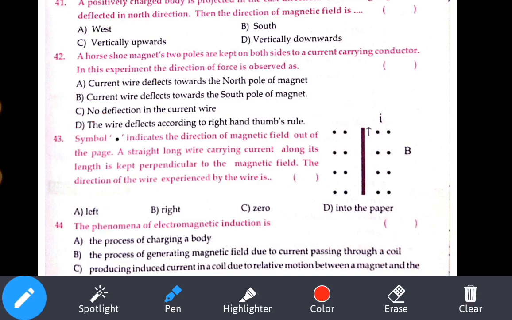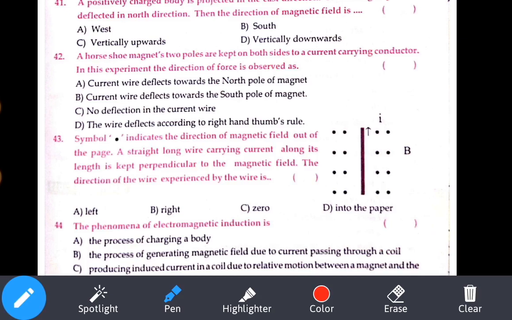The dot symbol indicates the direction of the magnetic field out of the page. A straight long wire carrying current along its length is kept perpendicular to the magnetic field. Then the direction of the force experienced by the wire is asked. Let's see the next question. Something is wrong in this question. Let's see the 44th question.